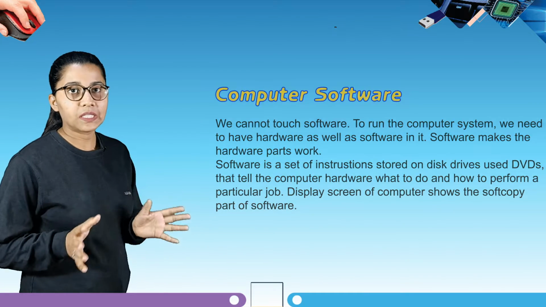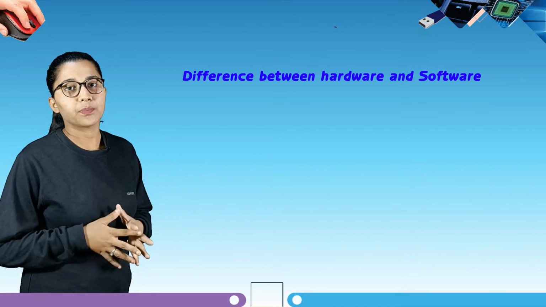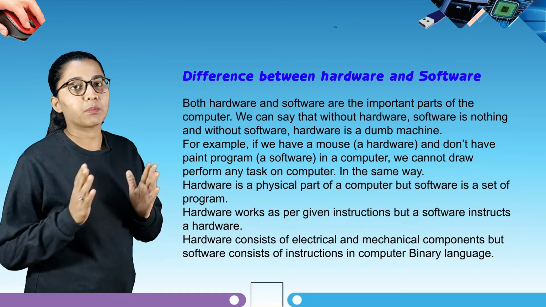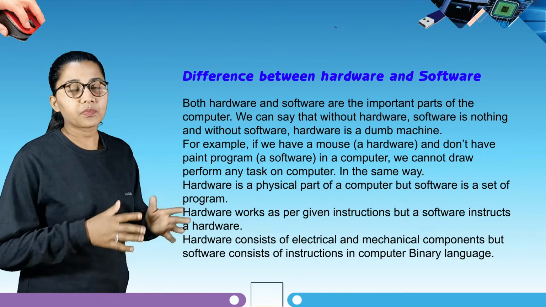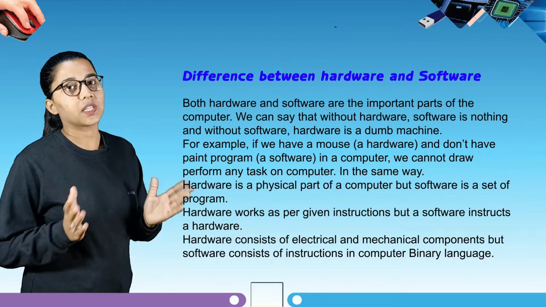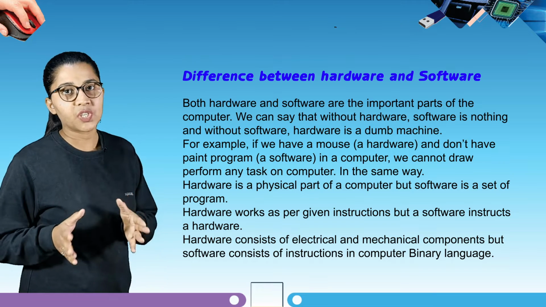Now let's learn about the difference between hardware and software. Both hardware and software are important parts of a computer. We can say that without hardware, software is nothing, and without software, hardware is a dumb machine.